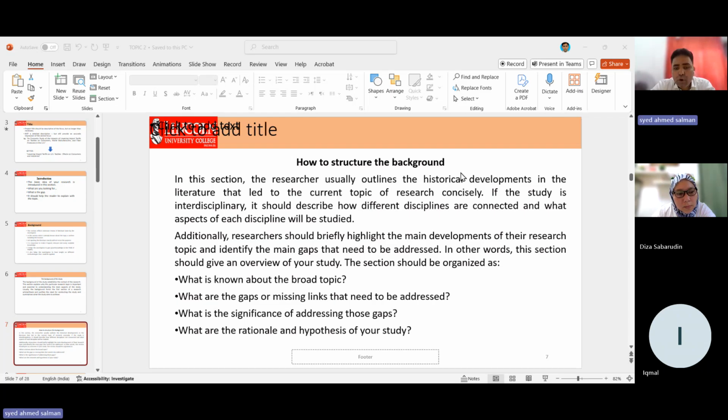Now, what are the gaps that need to be addressed? You understand the gaps, right? Okay. You understand the links, right? So those gaps and links need to be addressed in the background of the study. Okay. What is the significance of addressing those gaps? Whatever gaps you are highlighting in the background of the study, what is the importance of your writing? Why are you highlighting the gaps?